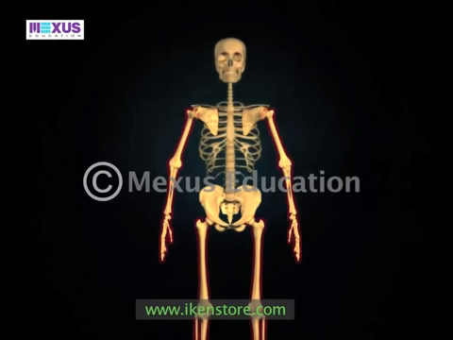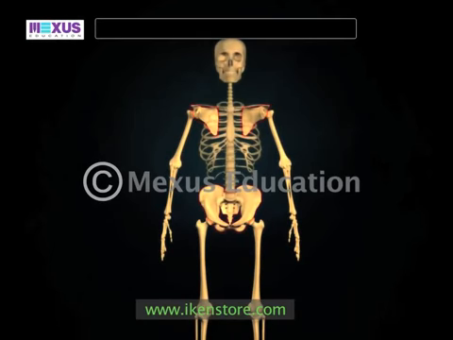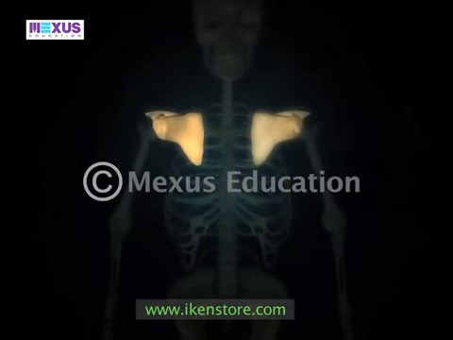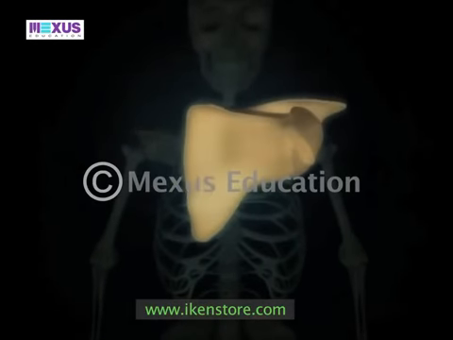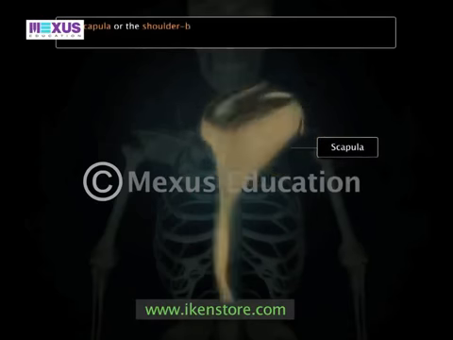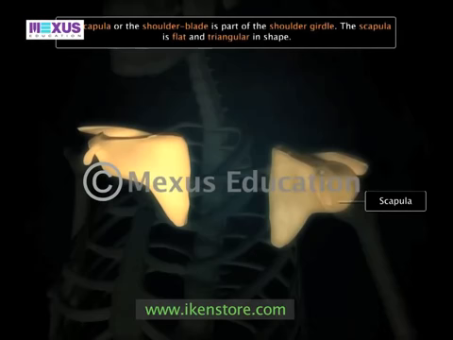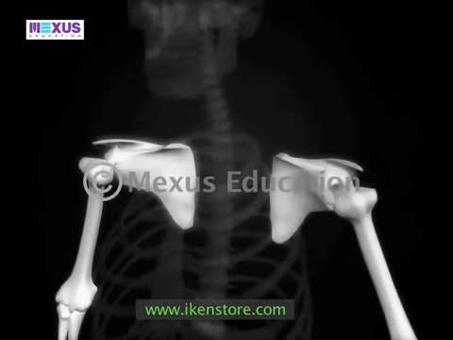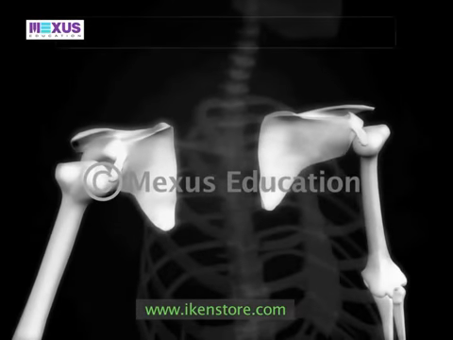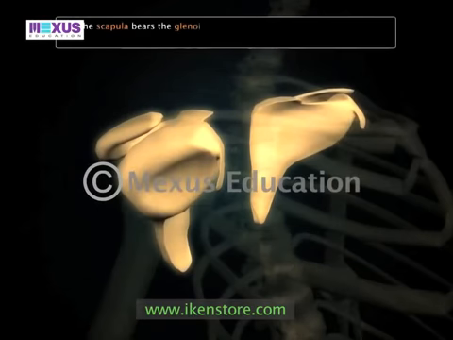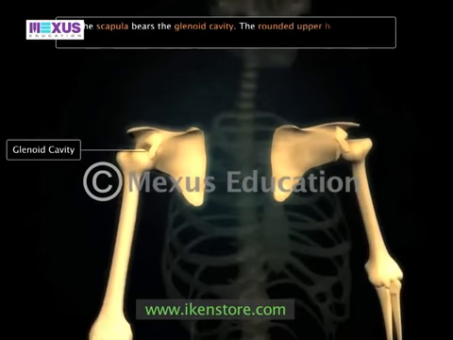The limbs of our body are all connected to girdles. The girdles articulate the limb bones to the axial skeleton. The shoulder or pectoral girdle consists of the scapula or the shoulder blade. The scapula is flat and triangular and lies on the upper ribs at the back of the thorax. The upper apex of the scapula bears a cup-like cavity called the glenoid cavity. The rounded upper head of the humerus fits into the glenoid cavity.